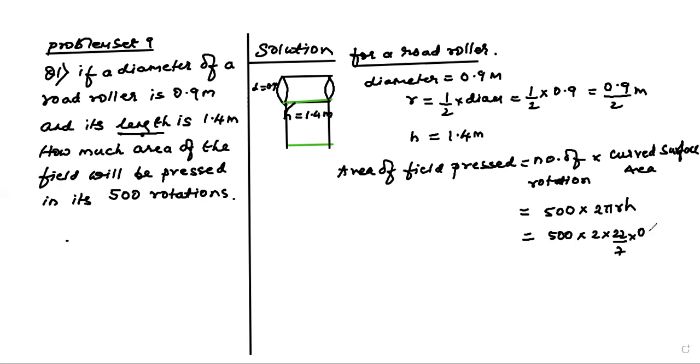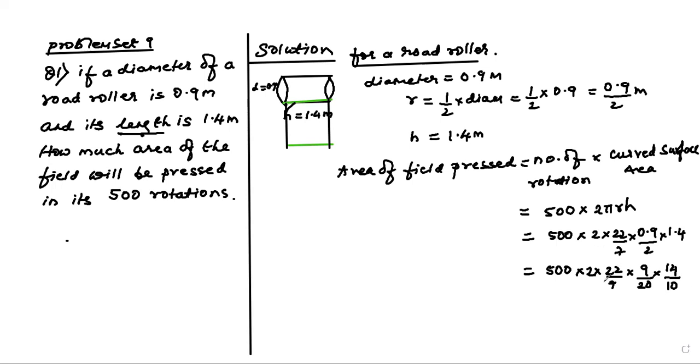Radius is 0.9 upon 2. And height is how much? 1.4. Now look here, children. Now I'll cancel certain things. 500 into 2 into 22 upon 7. Problem here, decimal number. I shifted the decimal by one place to the right, so 9 upon 10, I should put 10 in the denominator. 1.4, the decimal shifted, becomes 14 upon 10, children.